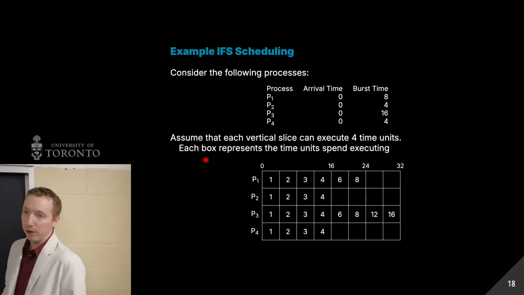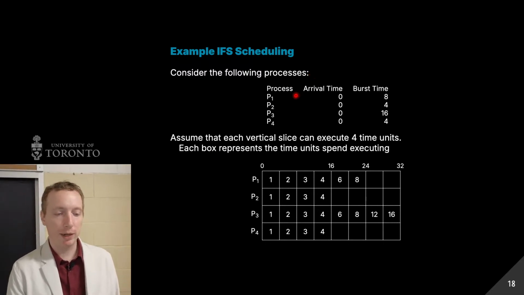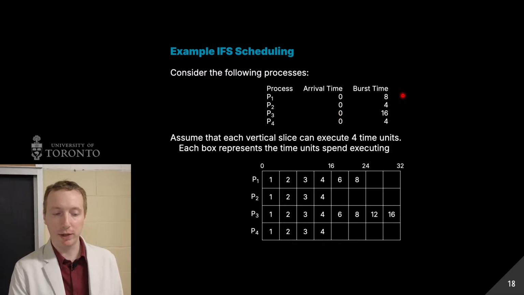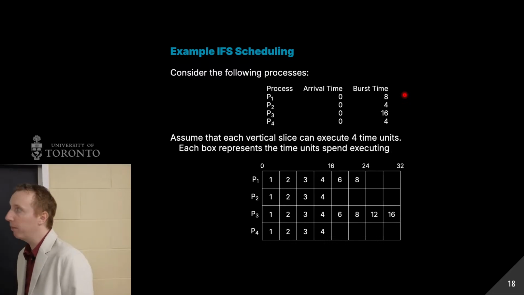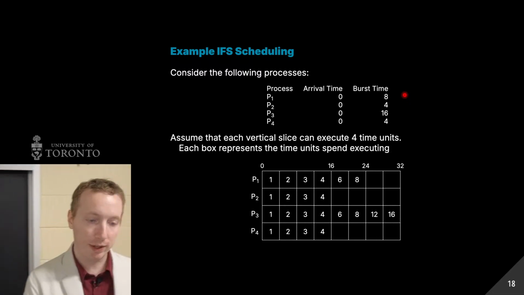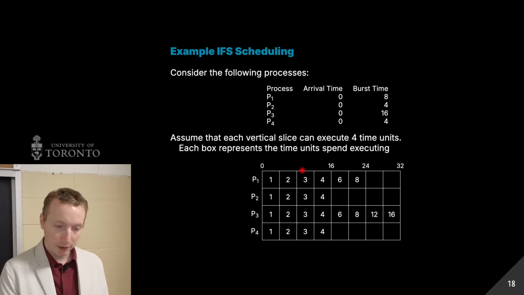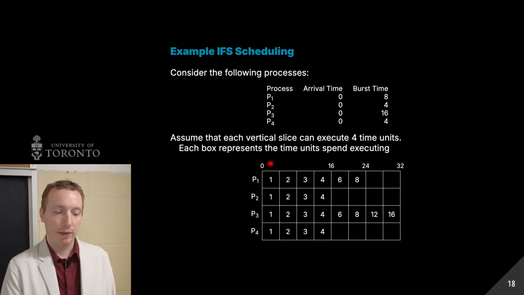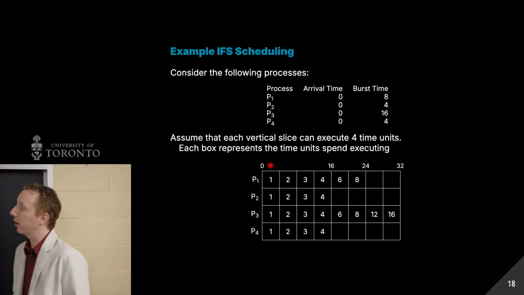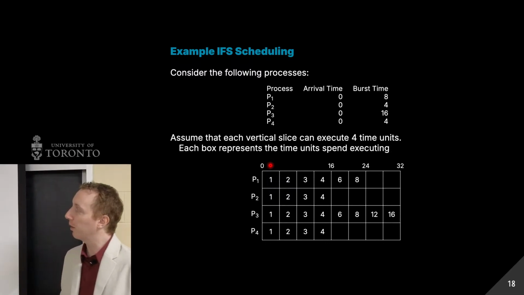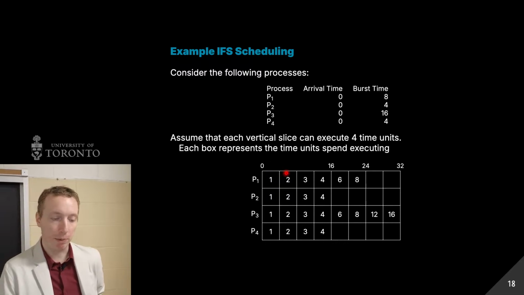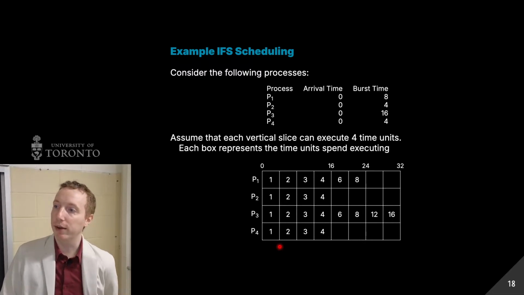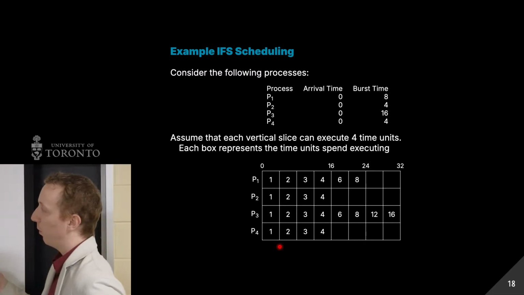So as an example of an ideal fair scheduler, consider the following processes all arriving at the same time, P1 through P4 all arriving at time 0, and their burst times, or the time they want to execute for, are 8, 4, 16, and 4 time units. To simplify things, each vertical slice here represents executing for 4 time units on a CPU core, and each box represents the time units spent executing for that process. So this first column represents running my CPU for the first 4 time units.